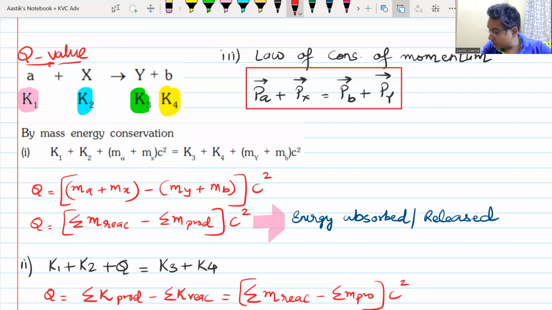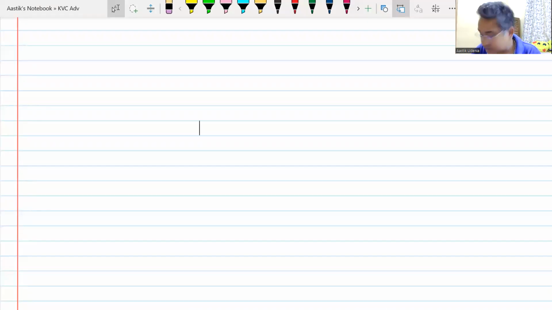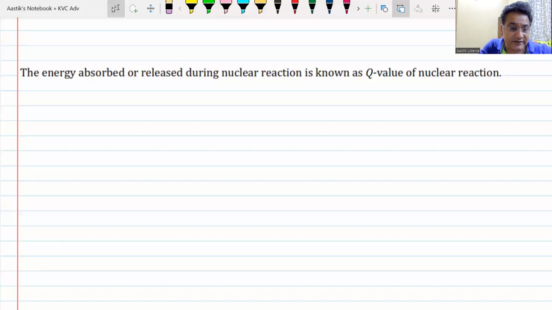The heading is already written as Q value. If someone asks you, what do you mean by Q value? What will you say? The energy absorbed or released during a nuclear reaction, a very important point. Lots of students get confused in this Q value. The energy absorbed or released in a nuclear reaction is known as the Q value.